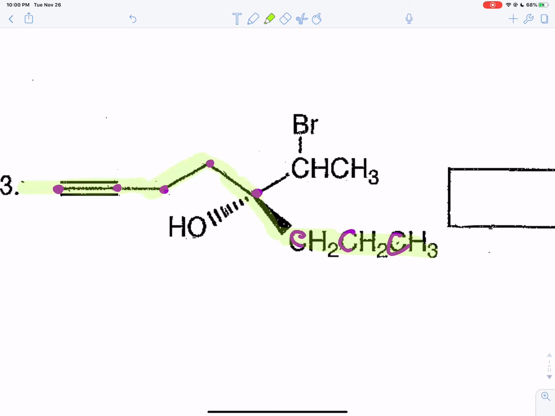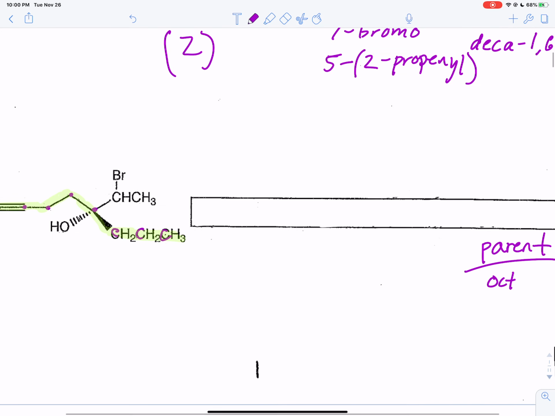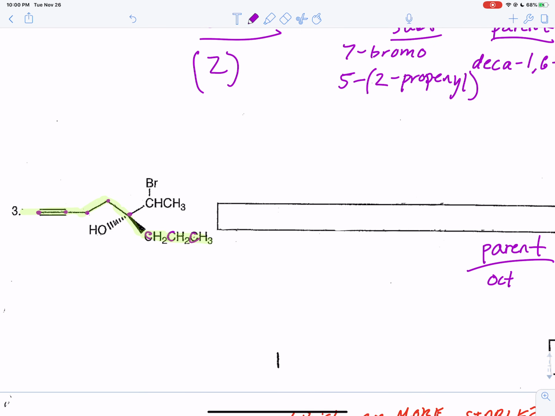Do you see how that's 8 now? Yeah? Okay, so that's 8. So you don't necessarily have to put the alcohol at the lowest position. That's a really good question. You just want to find the longest chain that you can, and then we'll look at the numbering, okay?